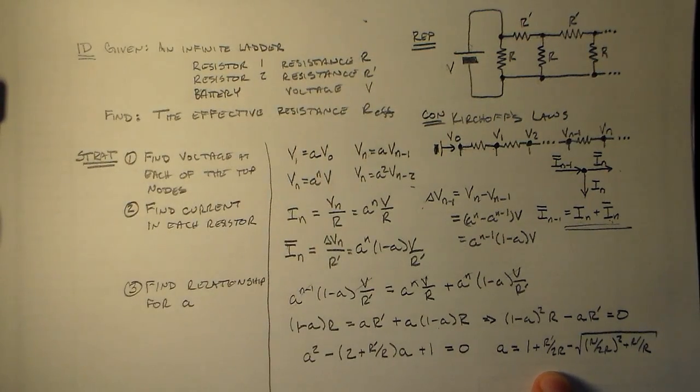you'll see that if r prime is equal to r, you end up with 3/2 minus something like the square root of 5 over 2. That's exactly what you get here.